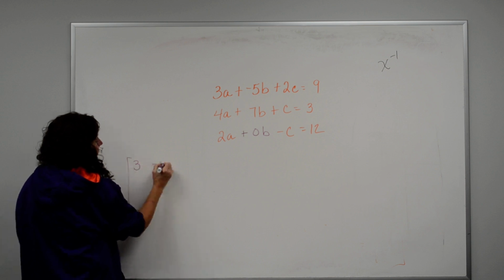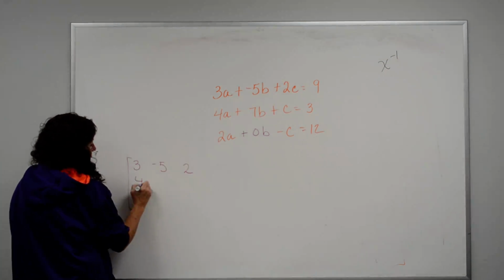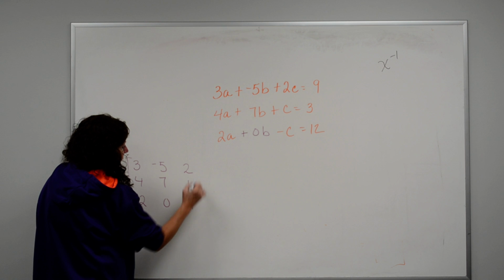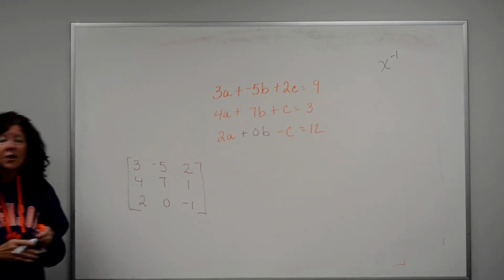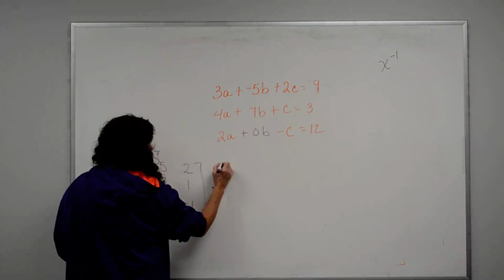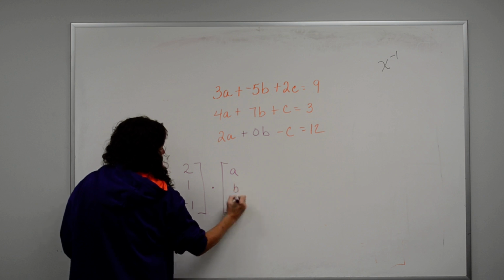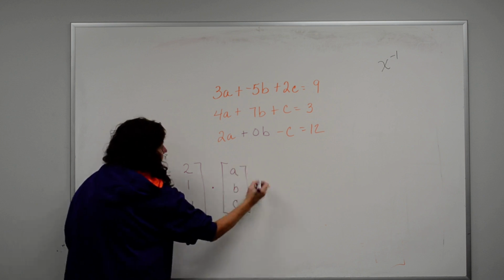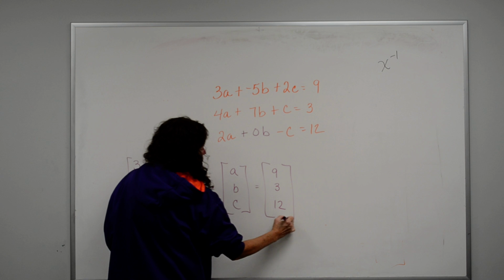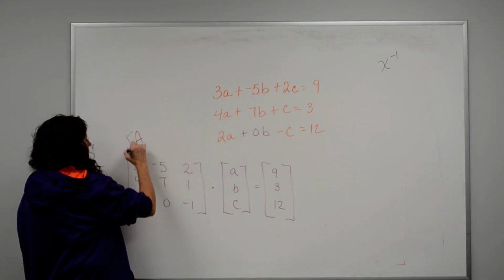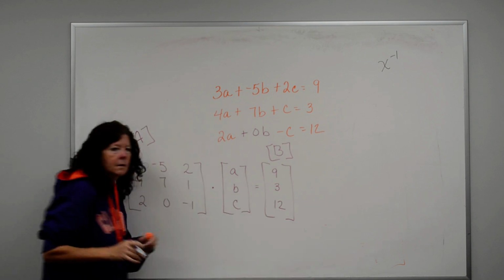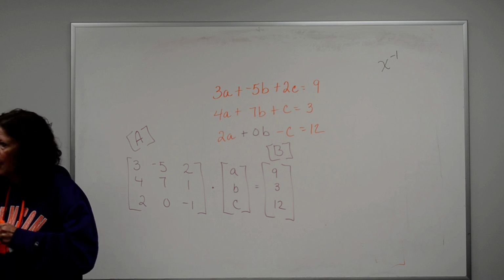So you have a 3, a negative 5, a 2, a 4, a 7, a 1, a 2, a 0, a negative 1. Okay, so you need to get that matrix into your calculator, put it in under A, okay? So put this one in under matrix A, put this one in under matrix B. Okay?